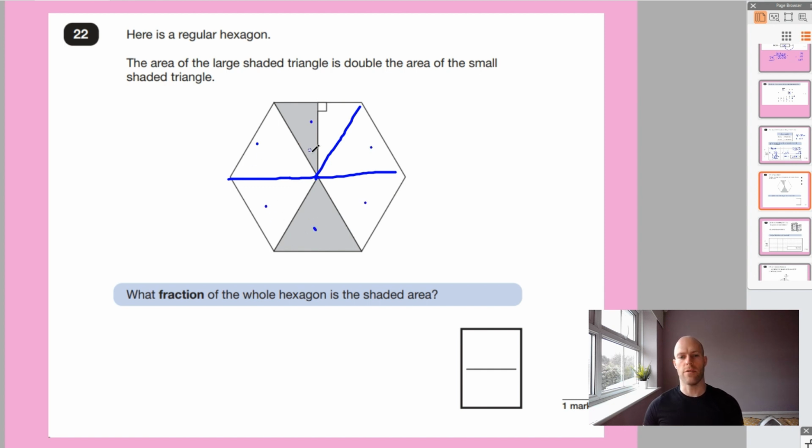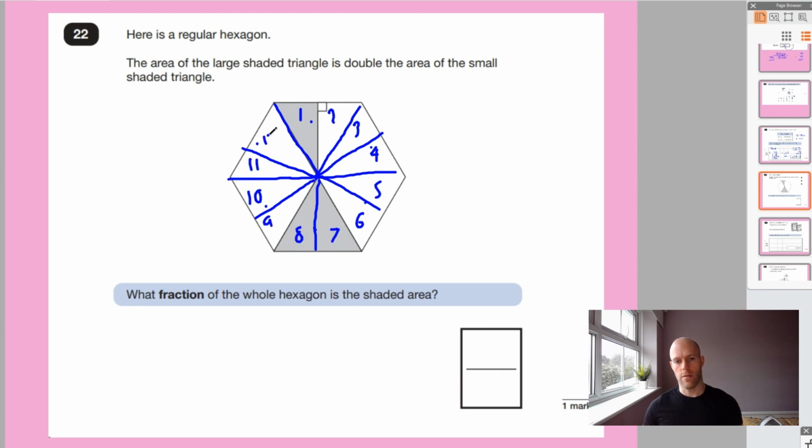But that's not really going to help us because we have half a triangle. So if we split everything again so that we can account for the fact that we've got half triangles, everything's going to be in twelfths. We know hexagon's a 6-sided shape as well, so it makes sense that we split it into 6 to start with. I really do appreciate that's awful drawing. But now we've got 12, 1, 2, 3, 4, 5, 6, 7, 8, 9, 10, 11, 12. So we've got 12 pieces.